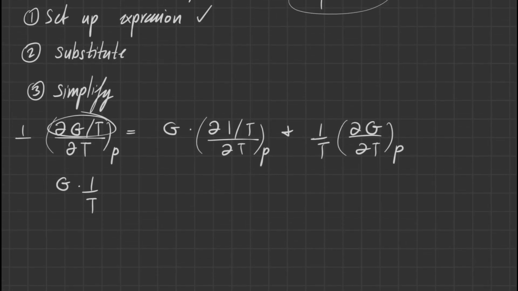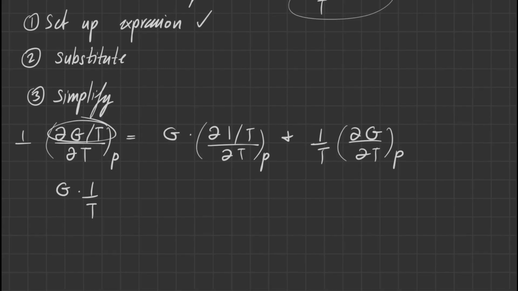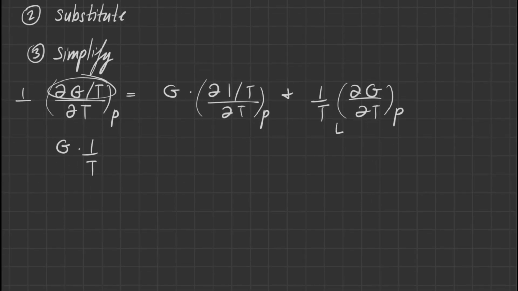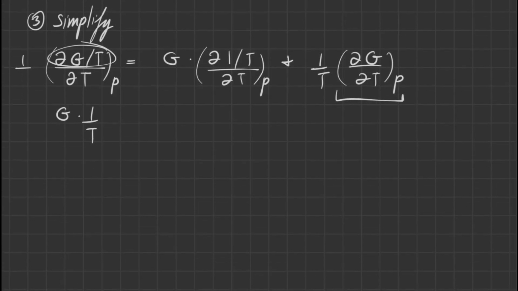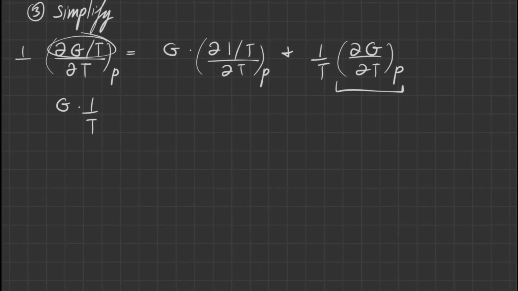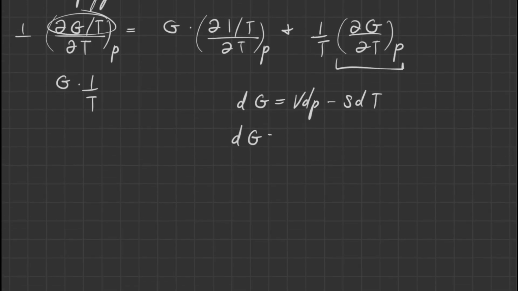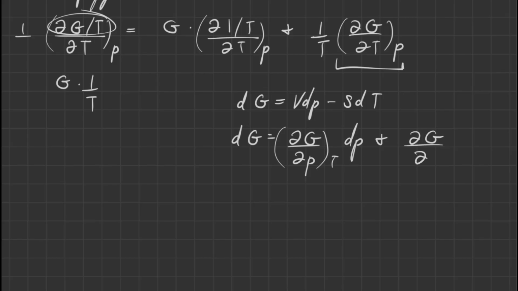So we set up our expression. Now we have to look at which terms we can substitute. From here, you should be able to refer back to the exact differential of Gibbs free energy. That would be dG equals V dP minus S dT, where dG is equal to the partial derivative of G with respect to P at constant temperature, dP, plus the partial derivative of G with respect to T at constant P, dT.